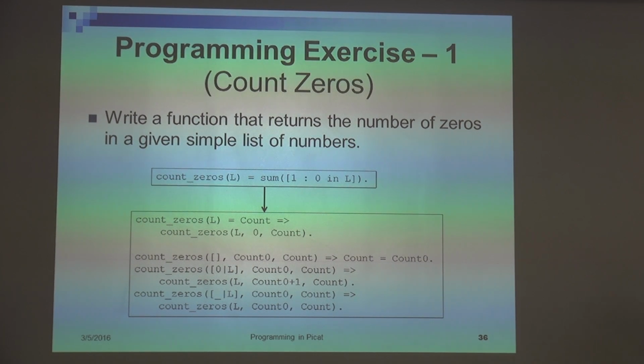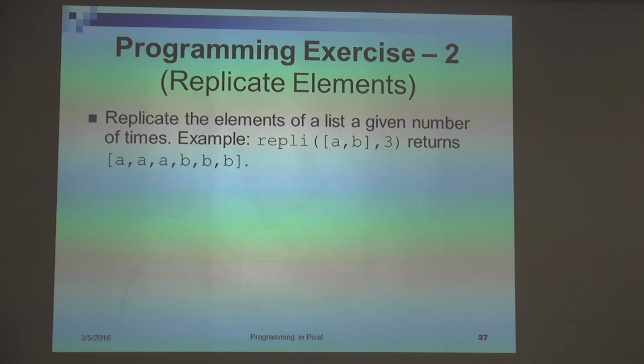Actually, the compiler doesn't create a list of ones and then sum the ones up. What the compiler does is convert this into a tail-recursive program. So it is concise, and it runs faster.